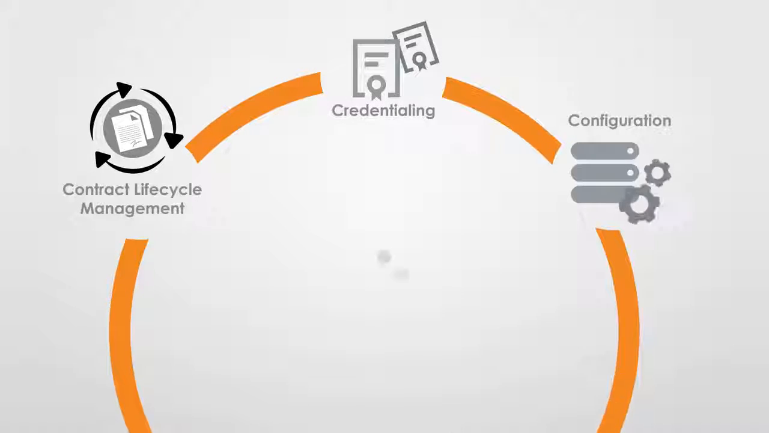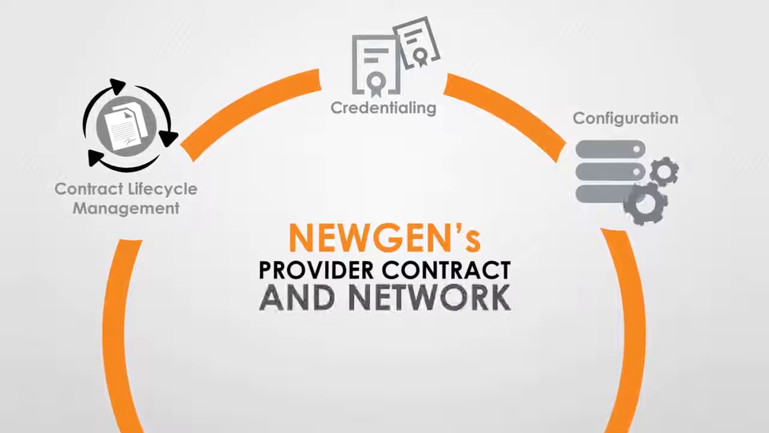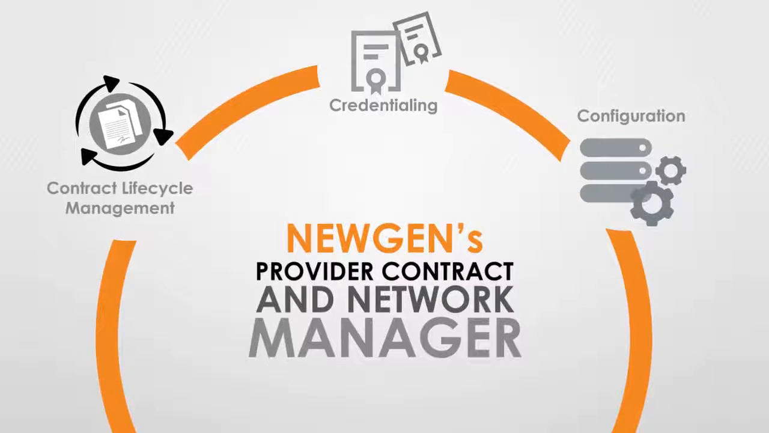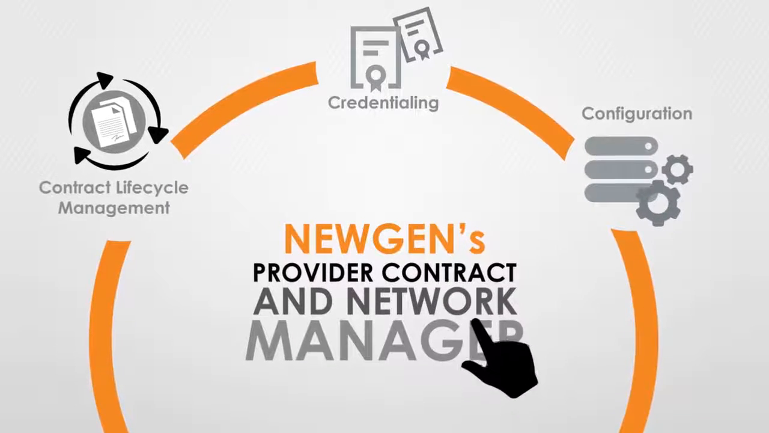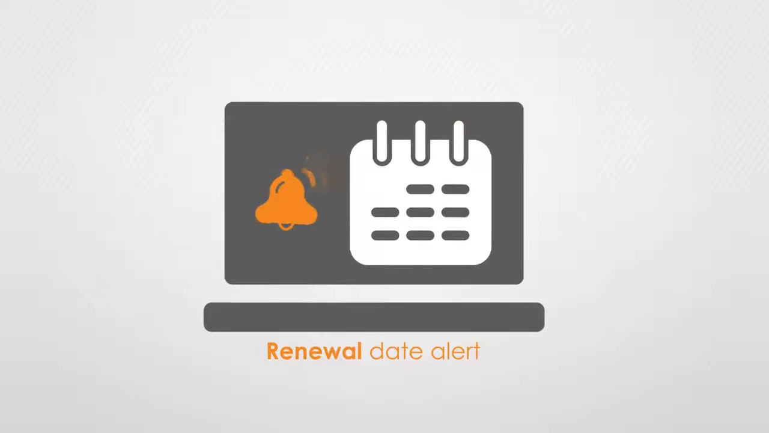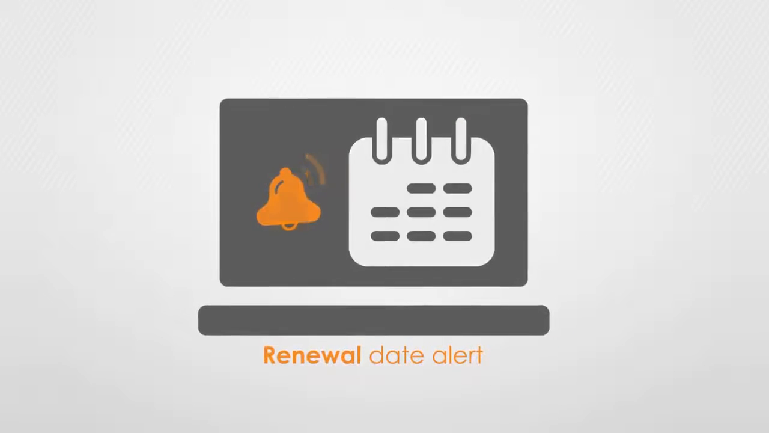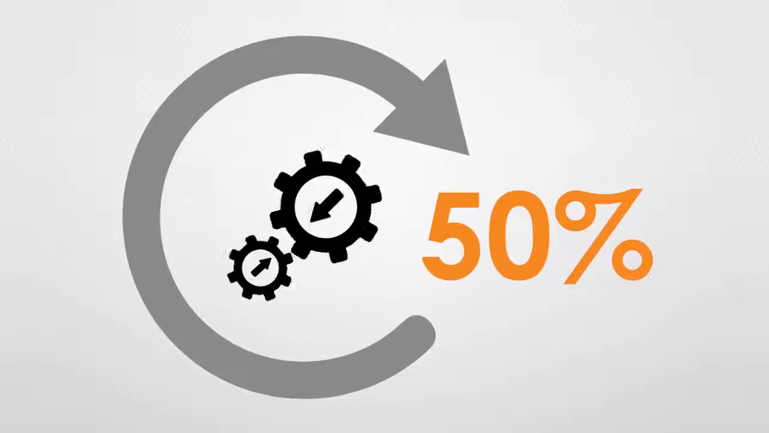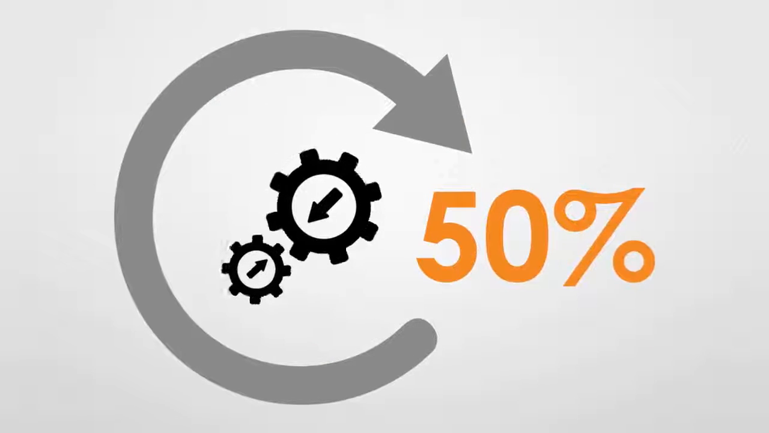With 3 core modules, Contract Lifecycle Management, Credentialing, and Configuration, Newgen's Provider Contract and Network Manager makes it simple and efficient to retrieve a contract at the press of a button. The system automatically generates alerts so that renewal dates are not missed and process compliance is met. This integrated system is designed to reduce turnaround times by 50% or more.